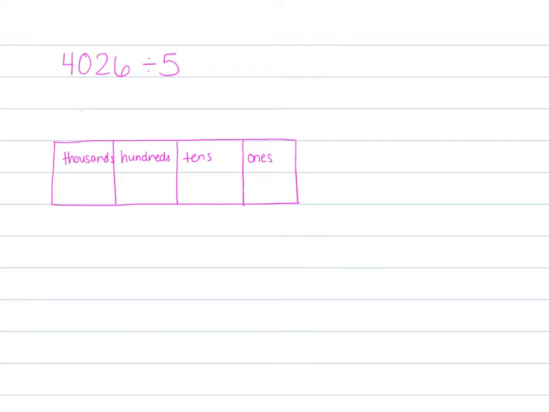Pause the video so you can do this. Now we need to put this number into our box to be divided. 4,000, 0 hundreds, 2 tens, and 6 ones, divided by 5.